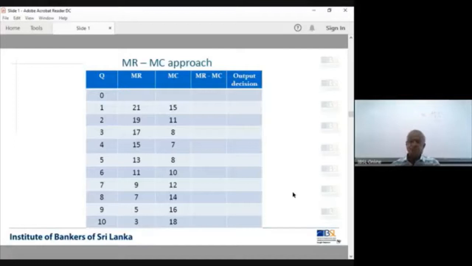Marginal profit. 21 minus 15, 19 minus 11, 17 minus 8, then 9 minus 12, 7 minus 14. Marginal profit will be negative at the high level of output. 5 minus 16, 3 minus 18. Marginal profit is positive, positive. As it comes down, then it will be negative. That's a problem.